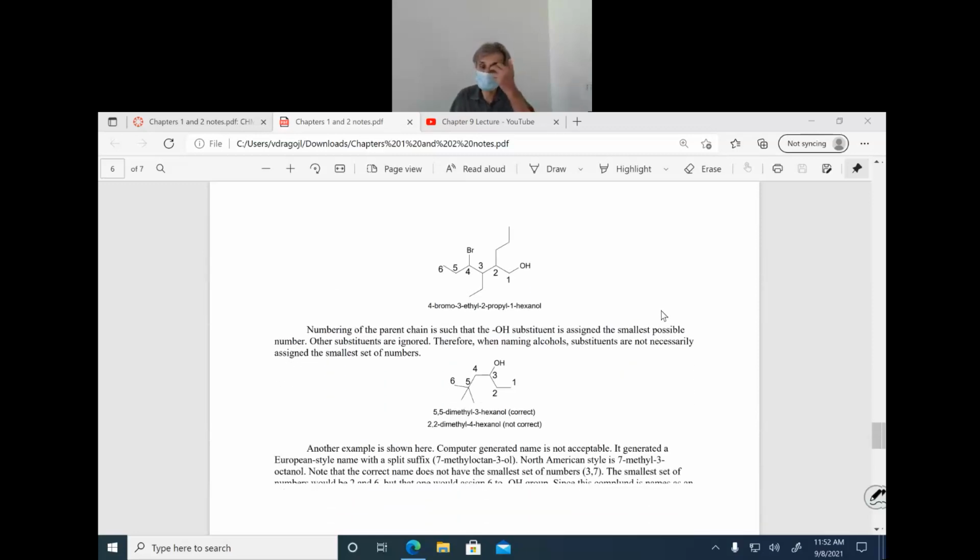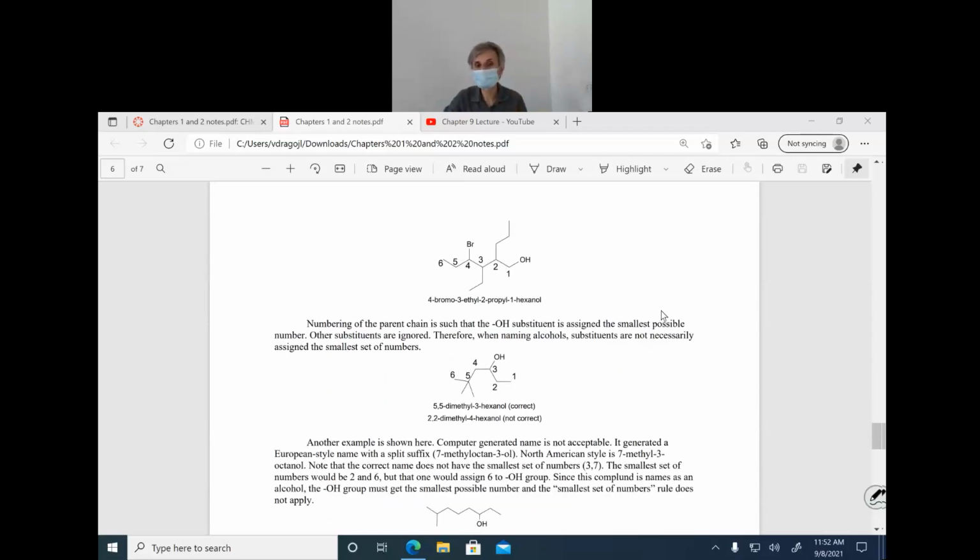Now, parent chain is the longest chain that contains hydroxyl group. So in this compound, you could actually find longer chain, but it doesn't have OH group. Or chain like this, but it doesn't have OH group, not the parent chain. So parent chain must contain OH group. So you look at the carbon that has OH group, you start at that carbon, and then you go around looking which chain is the longest chain. It's 6 carbons. And then you name and number it. And that carbon that contains OH has always the smallest number. In this case, of course, 1. In this case, it will be number 3.